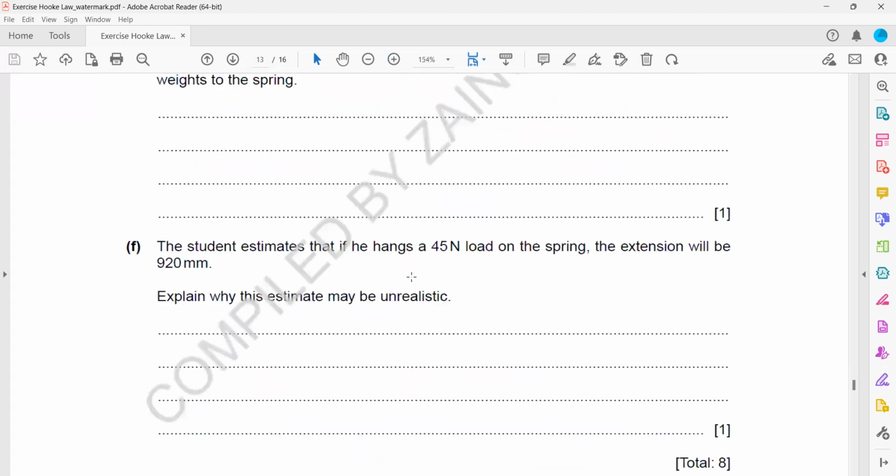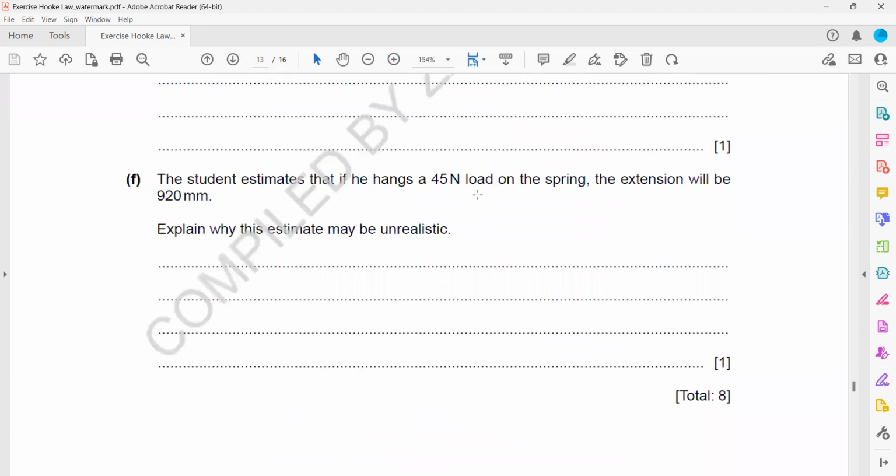A student estimates that if we hang 45 Newton, the spring extension will be 920. Why may this estimation be unrealistic? Because at 45 Newton it might cross the elastic limit or the spring might deform. That's why it is unrealistic to say that it will follow Hooke's law.